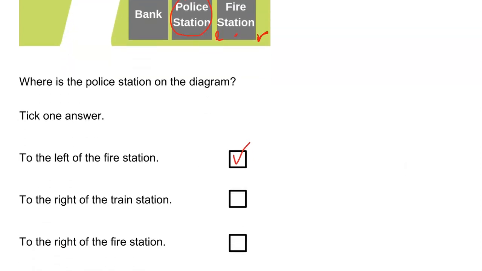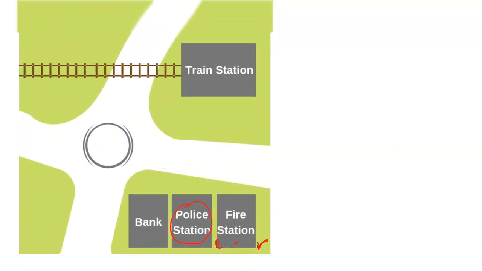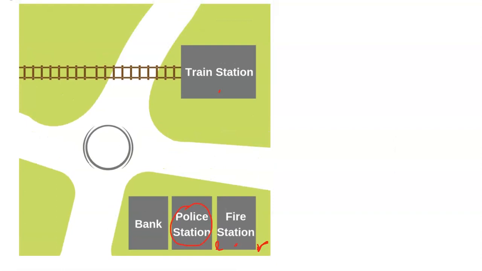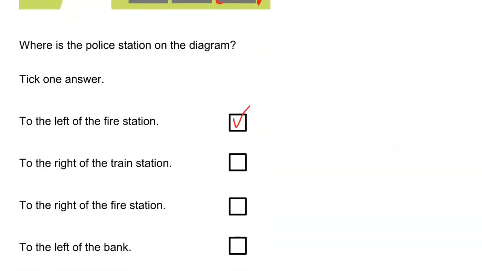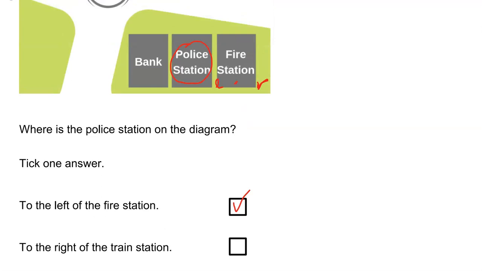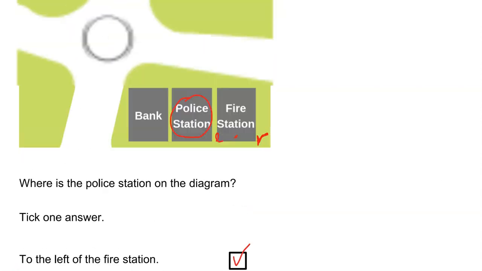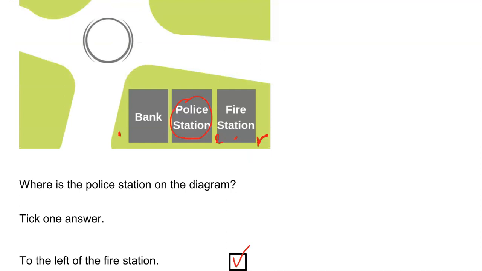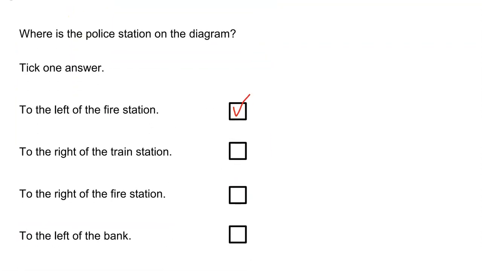If you look at option 2, to the right of the train station, where is the train station? There it is. That would be the right of the train station, which isn't the case. To the right of the fire station. So here is the fire station. That's the right of the fire station, which isn't the case again. To the left of the bank. Again, that's the left of the bank, and that's not the case. So the first one is the only correct option.